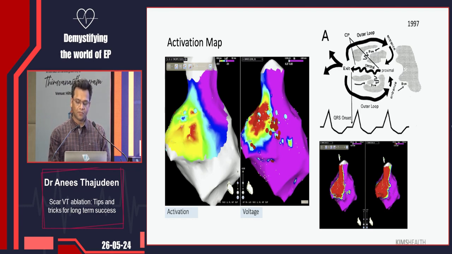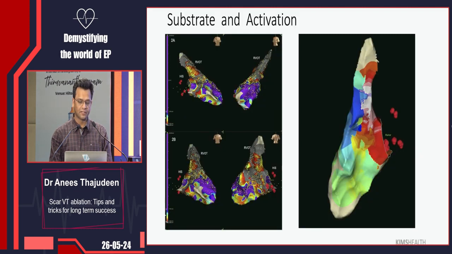So that way you know that you have covered the scar completely, because that's very important to prevent recurrence. So this is another substrate map, in this case of the RV outflow tract and base, in a patient with post-TOF surgery. But in this case, even with point by point mapping, you could show the activation of the VT. So in this case, the circuit is going like what was shown in atrial tachycardias. You can see the early meets late in re-entrant map.